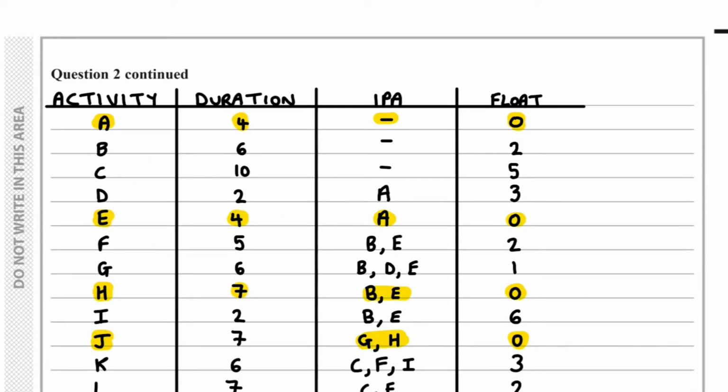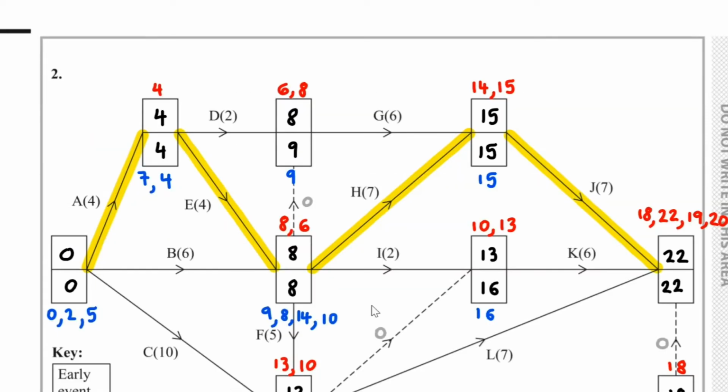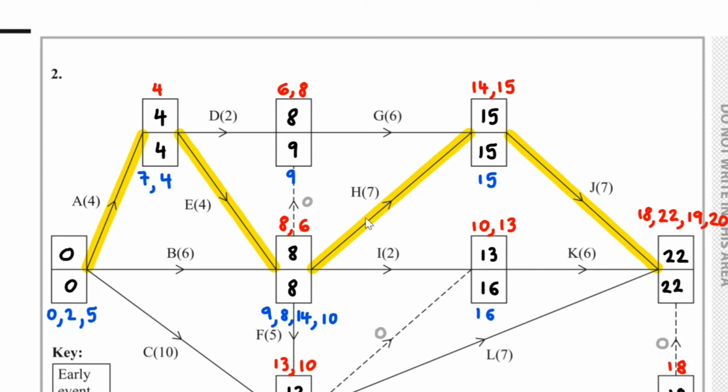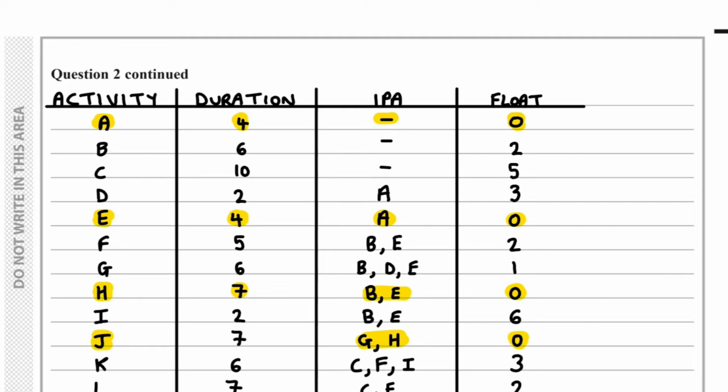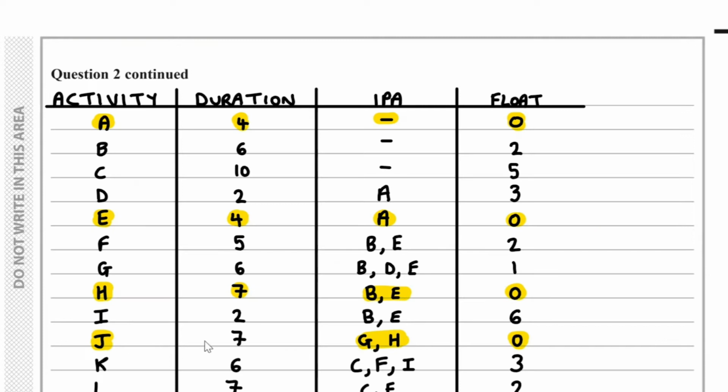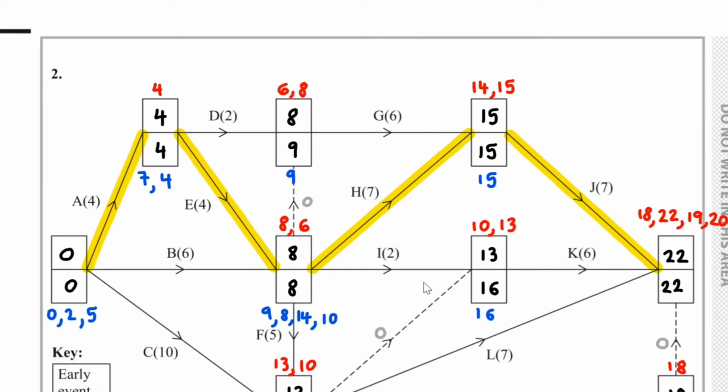And if I take a look at G, G depends on D completing. Through this dummy, it's implied that it also depends on B completing and E completing. If I take a look at H, that depends on E completing and B completing. I, in a similar way, depends on E and B completing. J, that depends on G completing and H completing.